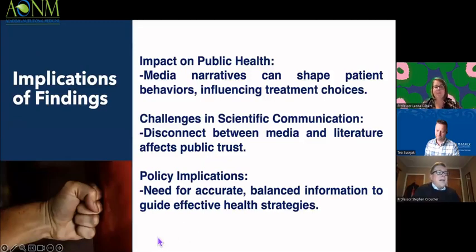So when it comes to how this impacts public health, media narratives can shape how patients behave, and it influences their treatment choices. There's been a lot of research looking at this when it comes to COVID-19 and vaccinations, particularly how people would read narratives, and from those narratives, they would make decisions. And there's been some research looking at how doctors had no idea really why their patients were making these decisions. And then when they were confronted with, well, the narratives and the media are telling them this, doctors were like, oh, I had no idea about that. I didn't know that was in the news.